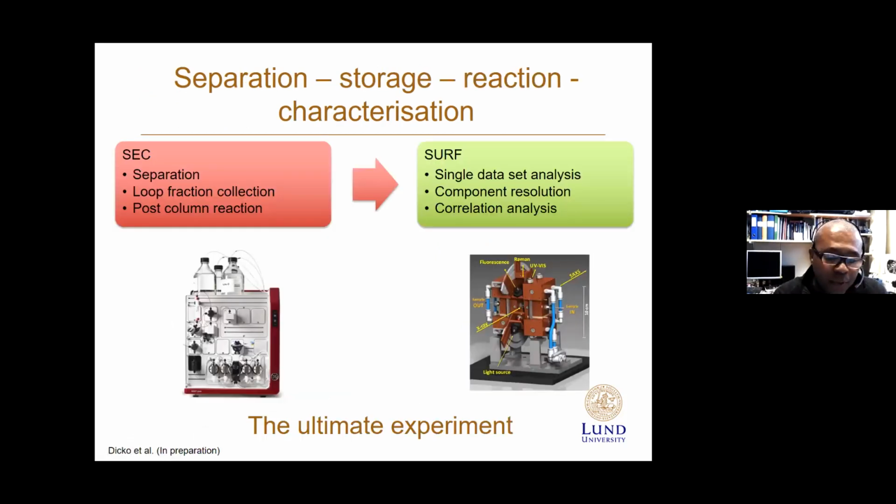And this would be what I would call the ultimate experiment, where you would combine the separation, the loop fraction collection, and then the post-column reactions, because eventually you want to know what happens to your sample when you are transforming it or when you are reacting it. And then, of course, it goes into a SURF or a NURF, where you have a single set analysis, component resolution, correlation analysis, etc.